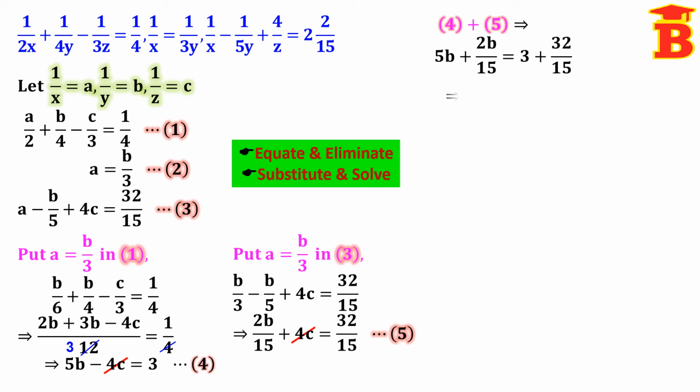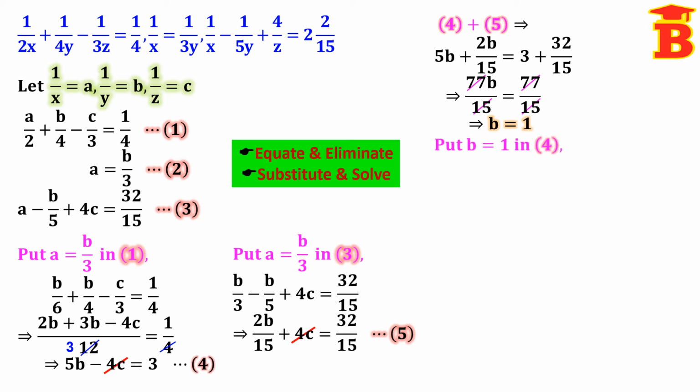Now take 15 as LCM. Left side, taking 15 LCM, 15 into 5, 75b plus 2b, that is 77b divided by 15. Right side also take 15 LCM, 15 into 3, 45 plus 32, that is 77/15. Now both sides we have the same numbers, so we can cancel 77 and 77, and similarly the denominators 15 and 15. So therefore b equal to 1.